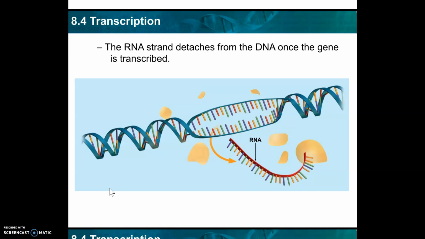Once that gene has been transcribed into RNA, that complex is going to fall apart. You can see that by all the segmented yellow blobs that have now fallen off of the DNA molecule. And what's going to happen next is the DNA molecule is going to wind back up, and the RNA message is going to detach from the DNA molecule.